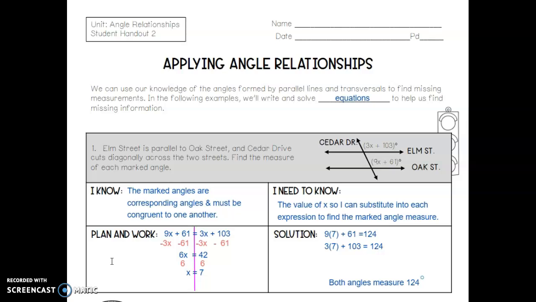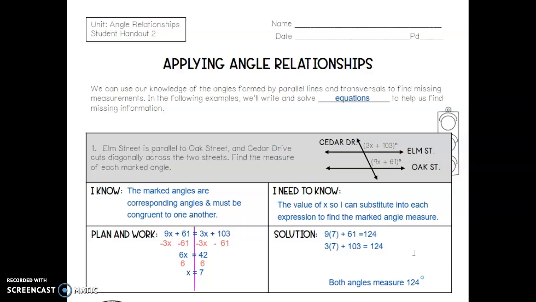And when we did the equations lesson, you were taught to plug the value back in to check your work. And then I told you there's no reason why you can't get 100% on all of these problems. So after we take that value of 7 and we plug it into the expressions, we see that 9 times 7 plus 61 equals 124. Likewise for the 3x plus 103. So both angles measure 124.